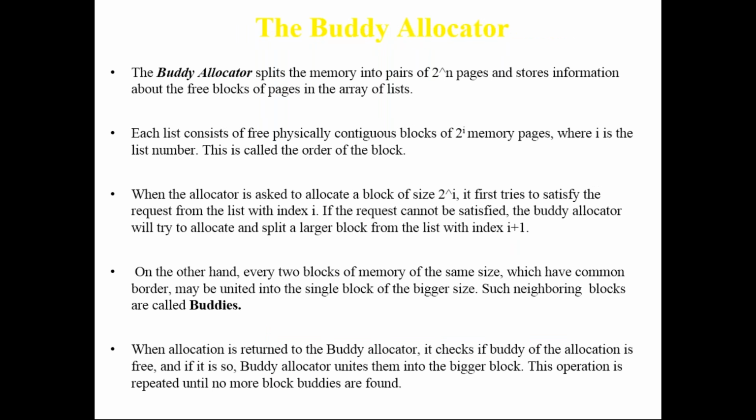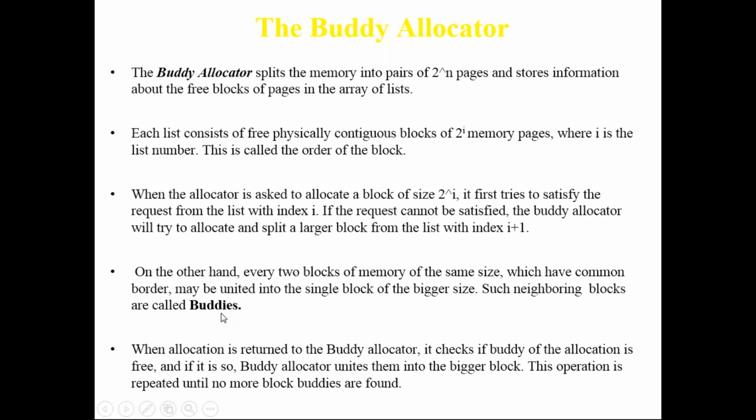So the first one is your buddy allocator. The buddy allocator splits the memory into pairs of pages and stores the information in the form of a list of physically contiguous blocks of memory. Every order has a block. Buddy is nothing but dividing the memory according to their order number, and each block has its own ID, and they are very close to each other.